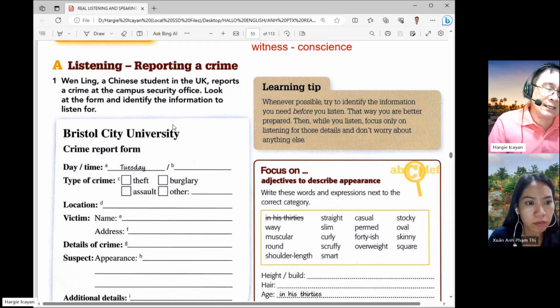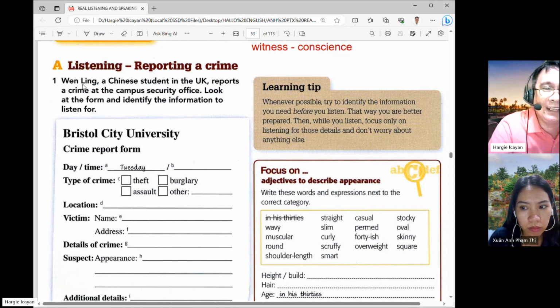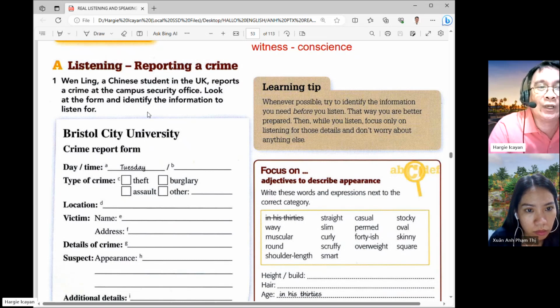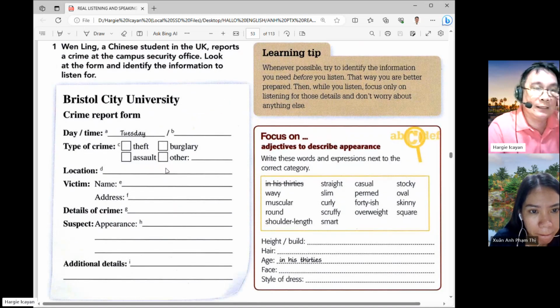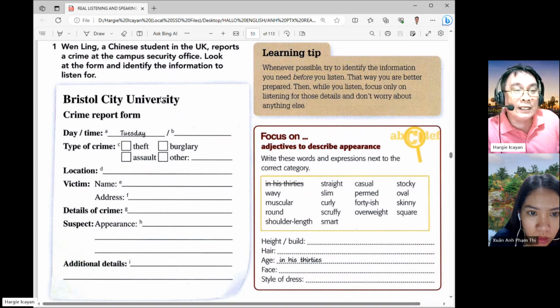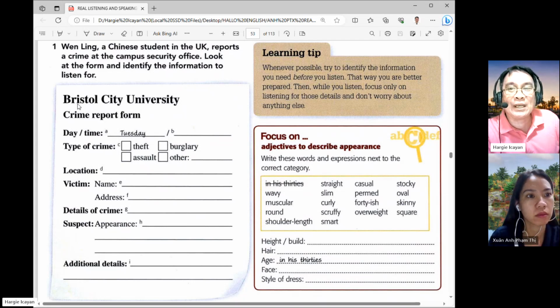Okay, so we have here a situation. Wen Ling, a Chinese student in the United Kingdom, reports a crime at the campus security office. So look at the form and identify the information to listen for. Let's look at the form. The name of the school is written on top. Wen Ling studied at Bristol City University. And below the name, we have the title of this particular form, which is the crime report form.